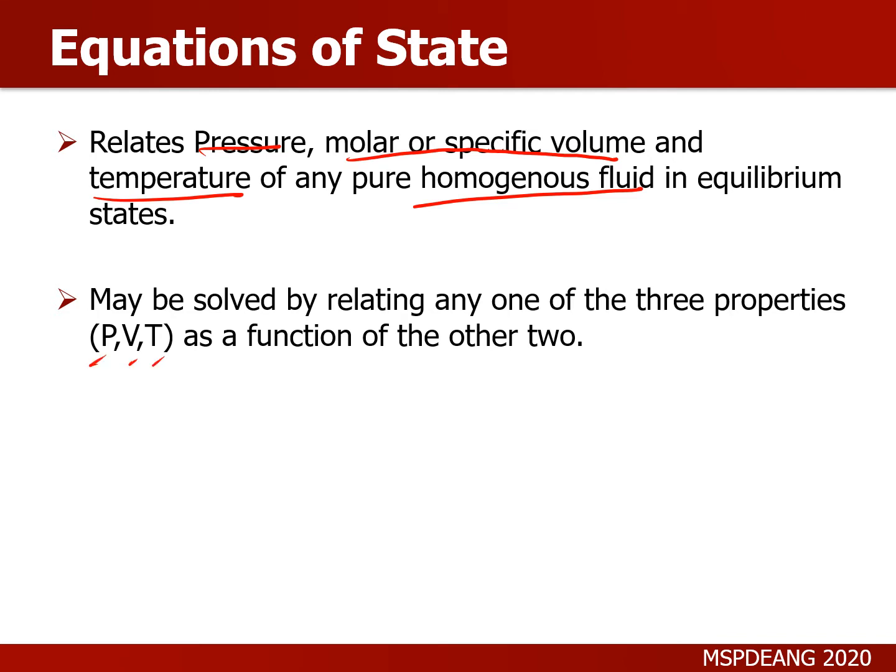Based on a degree of freedom analysis for a fluid of known composition, you can relate one of these properties in terms of the other two independent properties. So typically, pwede mo si V as a function of P and T, pwedeng P as a function of V and T, or pwedeng T as a function of P and V.